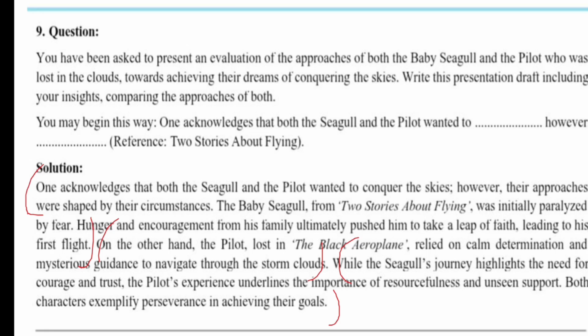Okay, so basically you have to write what difficulty the pilot of the Black Aeroplane faced, and at last you have to write the comparison. What comparison did you make? While the Seagull's journey highlights the need for courage and trust, the pilot's experience emphasizes the importance of resourcefulness and unseen support. So unseen support is very important.